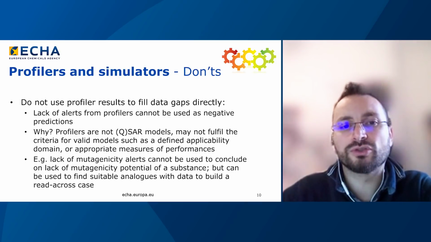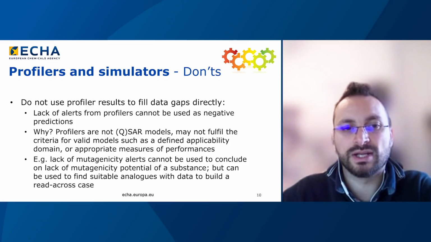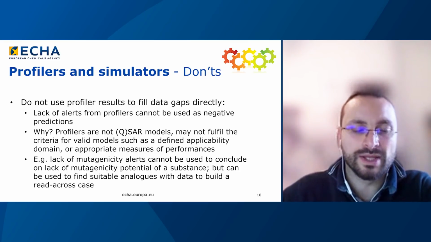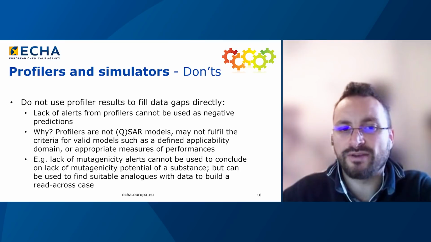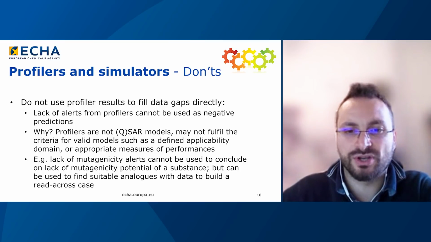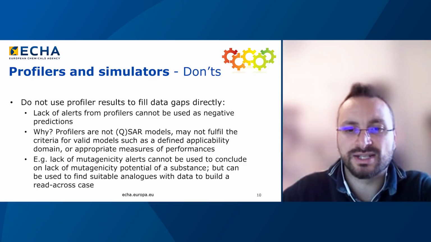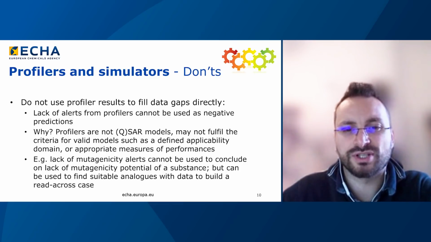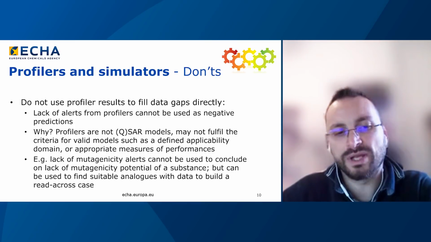What you should not do with the profilers is to use them to fill data gaps directly. You cannot use lack of alerts as a proof of a negative prediction. Why? Because profilers are not QSAR models. They may not even fulfill the criteria for valid models, such as a defined applicability domain or have appropriate measures of performance. And to give you an example, lack of mutagenicity alerts cannot be used to conclude on lack of mutagenicity potential of a substance, but can be used to find suitable analogs with data to build a read-across case.